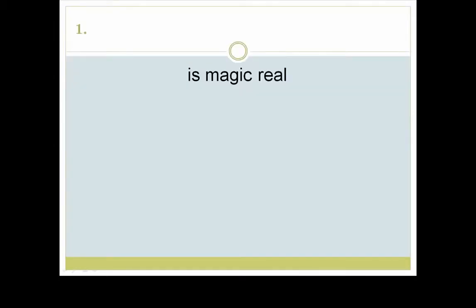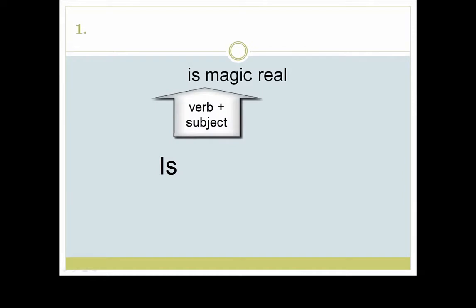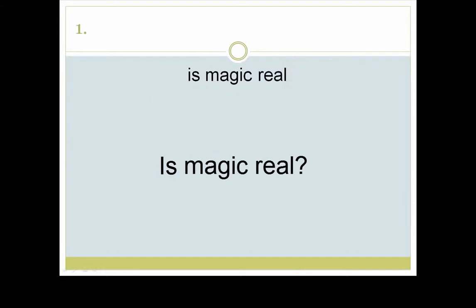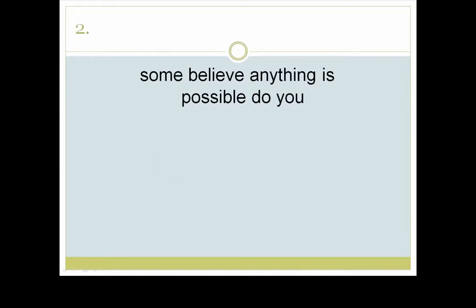Look at the words. We have one complete thought, so let's begin our sentence with a capital letter. Now, are we asking a question or making a statement? If you look at the grammar, you see it's a question. What do we need? A question mark. Is magic real? Let's go on. 2.